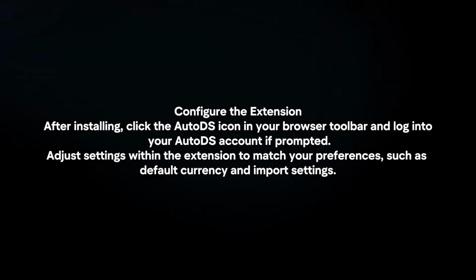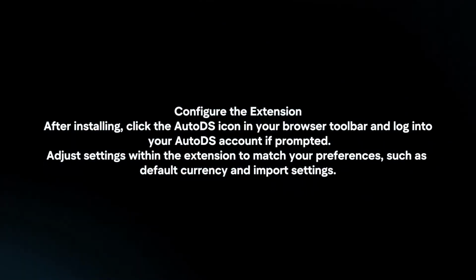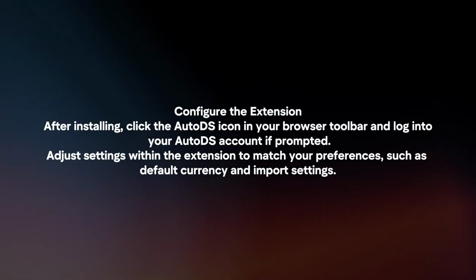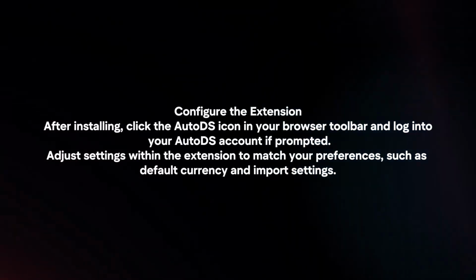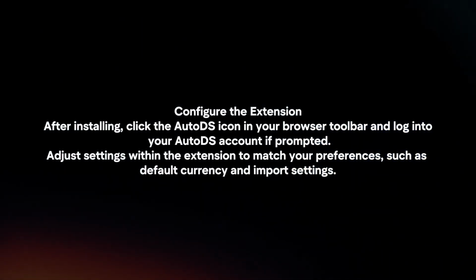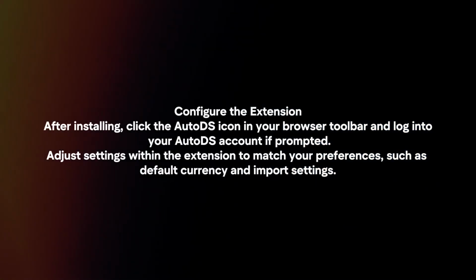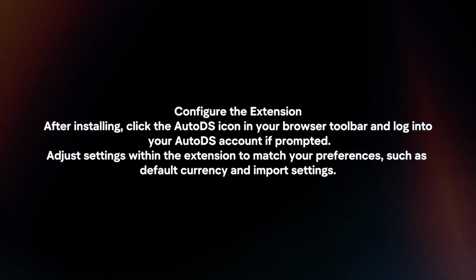Configure the extension. After installing, click the AutoDS icon in your browser toolbar and log into your AutoDS account if prompted. Adjust settings within the extension to match your preferences, such as default currency and import settings.